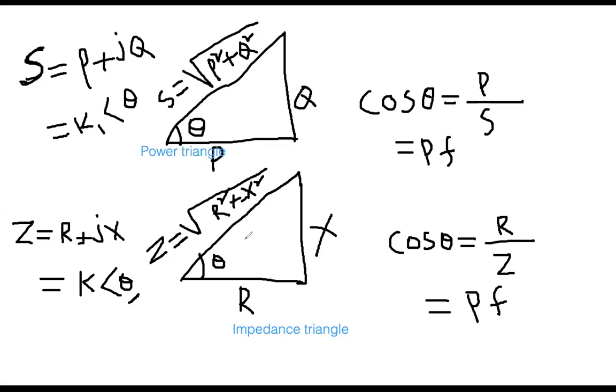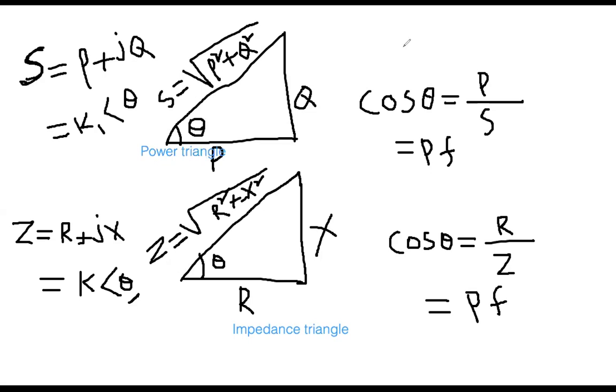So depending on the problem, many times you need to use this impedance triangle to solve the problem or to make an interrelationship among R, X, and Z. Many times you need to use this power triangle because it is interrelated, that P, Q, and apparent power. But both ways you will be getting the same result.